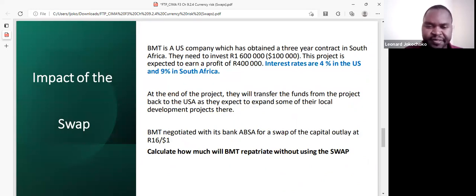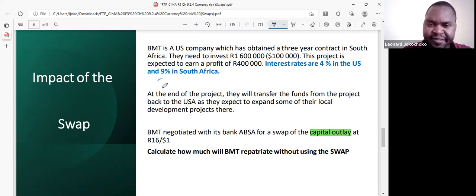So we're given the same question, and we're told that BMT negotiated with its bank ABSA for a swap for the capital outlay at 16 rand per dollar. It's very important to note here that the swap is only negotiated for the capital outlay because this is the amount which is exchanged at the beginning. As a result, the same amount must be exchanged at the end.